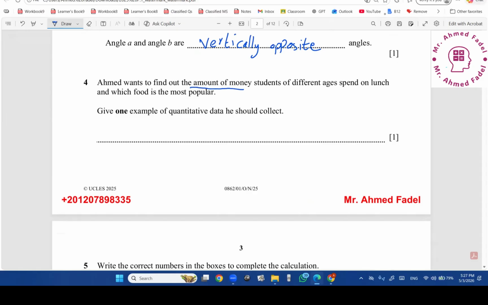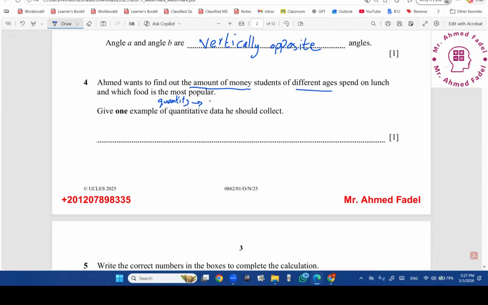Ahmed wants to find out the amount of money students of different ages spend on lunch and which food is the most popular. Give one example of quantitative data. What is the meaning of quantitative? It comes from the word quantity.